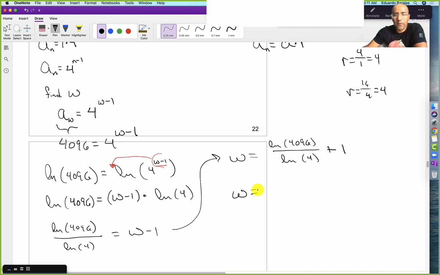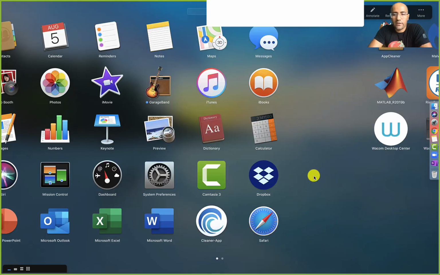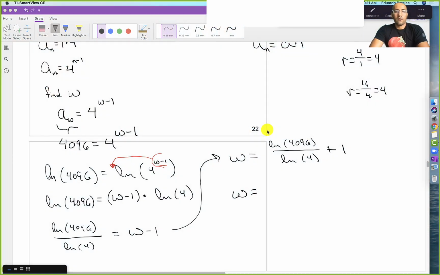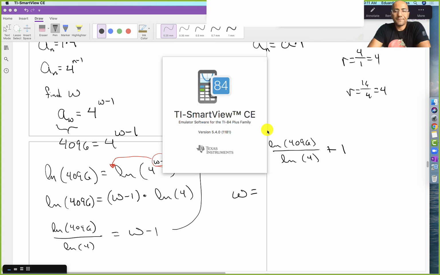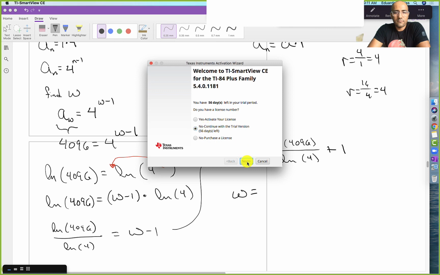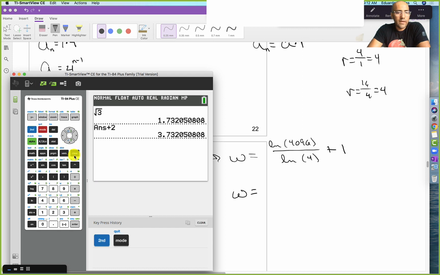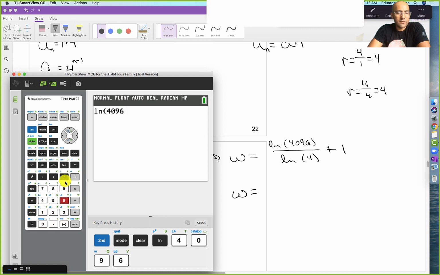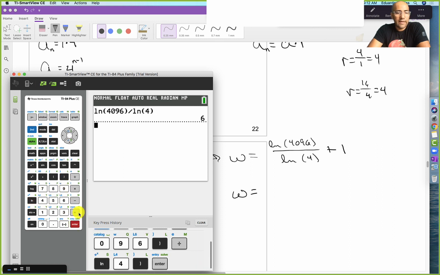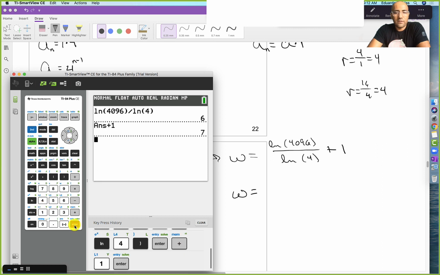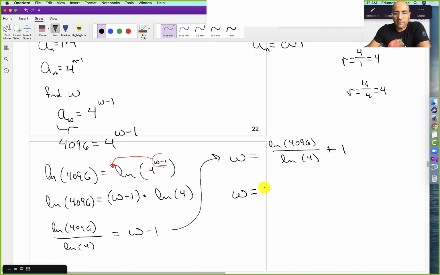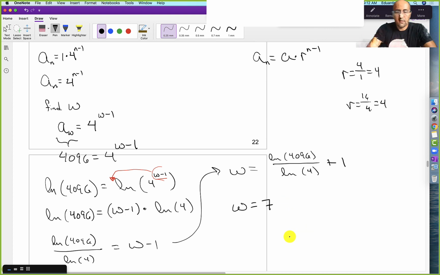Good. Now I just punch that into my calculator and we get our answer. So let's see. Let's use a calculator from here. Okay, so quit that, clear, and I want to do ln of 4096 divided by ln of 4, close parentheses, enter. I get a 6, plus 1, I get a 7. Okay. So this guy is 7. Oh, so that's actually not very far down the list at all, right? Since we already had the first few numbers.